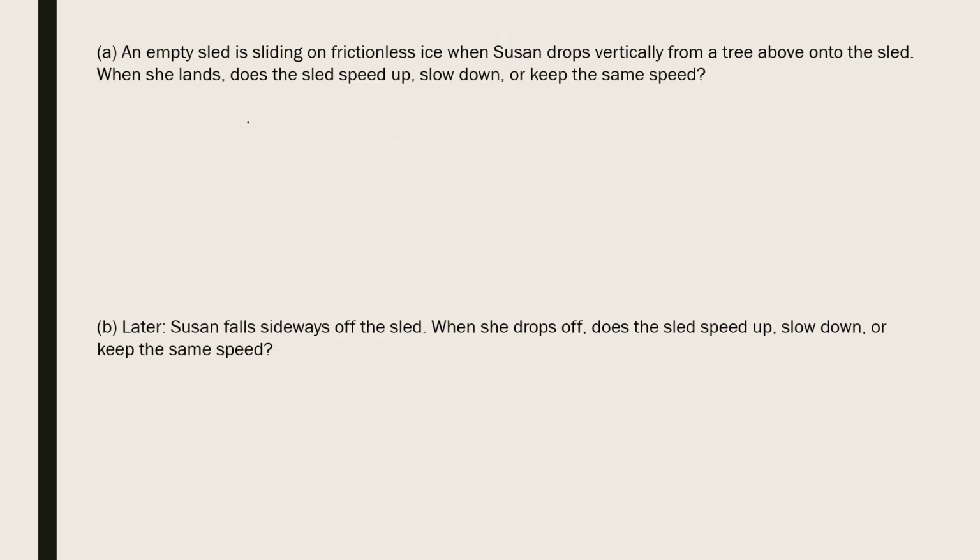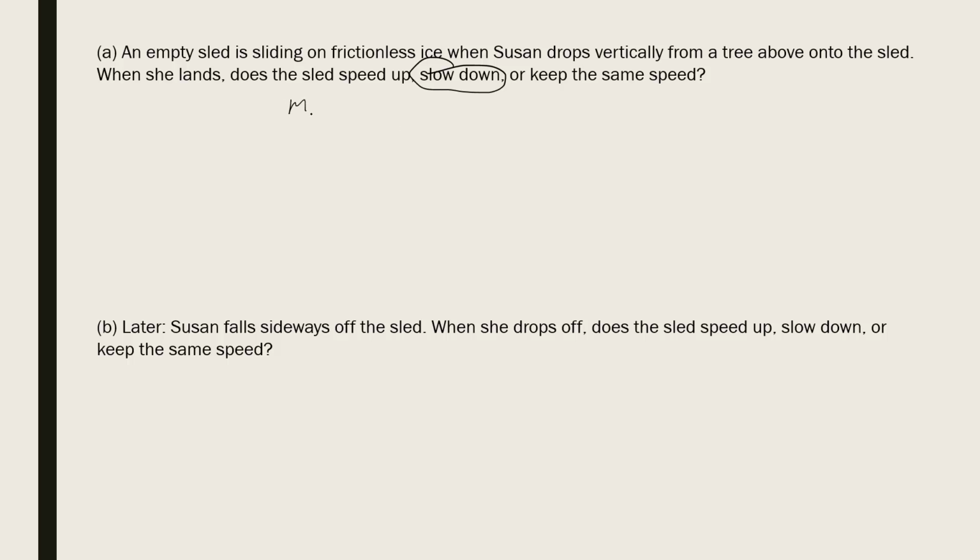Piece of cake. One more question here, a conceptual question. So you've got a sled sliding along, an unmanned sled apparently. Susan drops vertically from a tree onto the sled. When she lands, does it speed up, slow down, or keep the same speed? Take a second to think about it. And the answer is it will slow down because you have added mass without adding momentum.